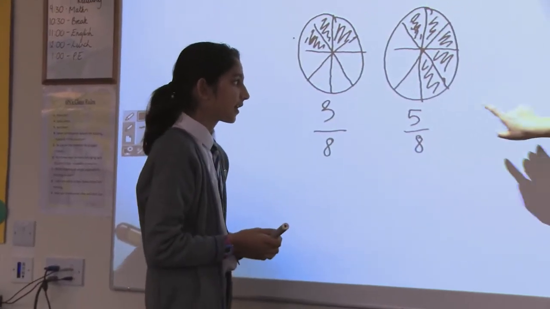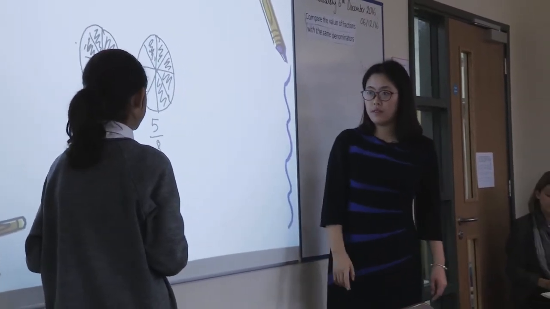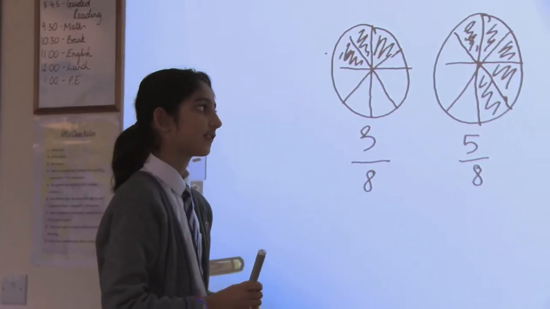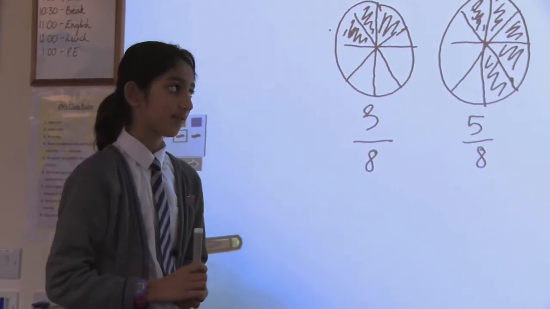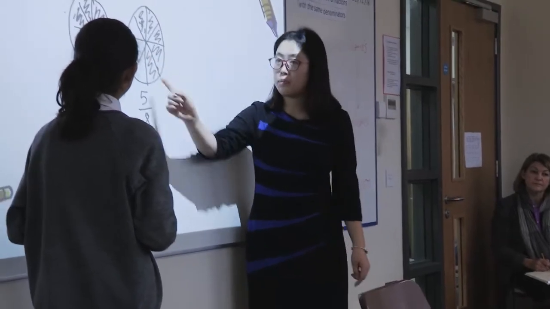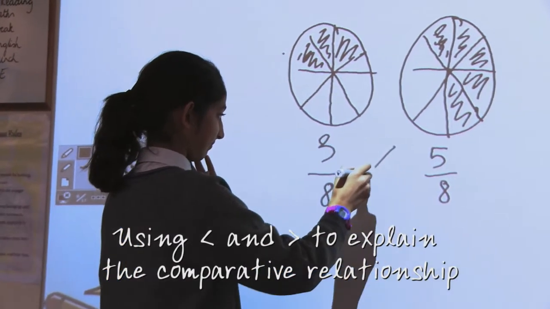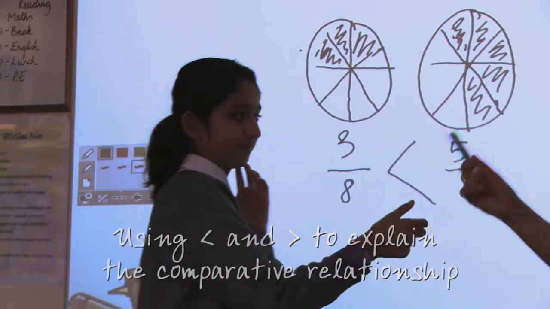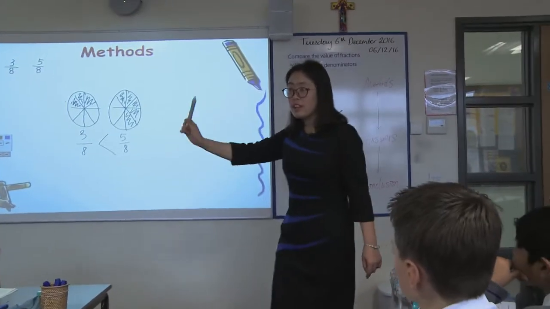Then, in the same way, I divided the circle into 8 equal parts, but because the numerator is 5 this time, I shaded in 5 equal parts. So definitely, which one is bigger? This one. Write down. Okay, thank you. Any other ways to explain? Yes, you please.